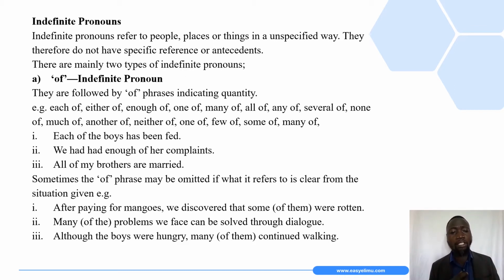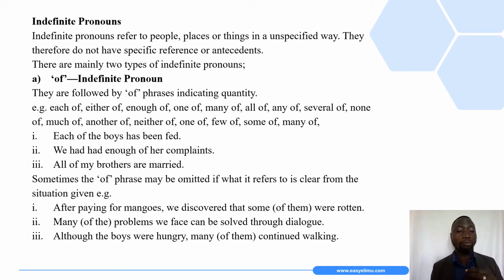Just to use some of them in sentences, we have three examples having three different "of" indefinite pronouns. The first sentence: each of the boys has been fed. The "of" indefinite pronoun there is "each of". Then in sentence number 2, we had: enough of her complaints. In that example, again, we have the "of" indefinite pronoun, "enough of".